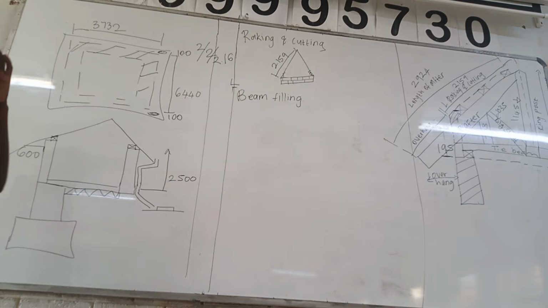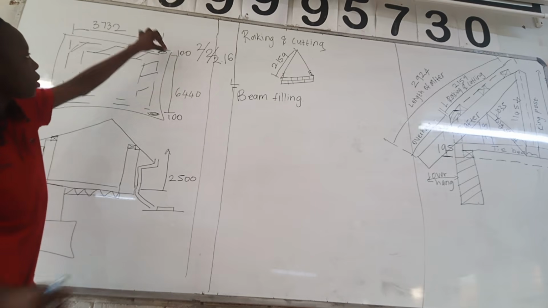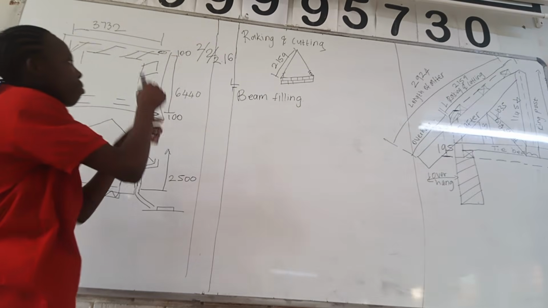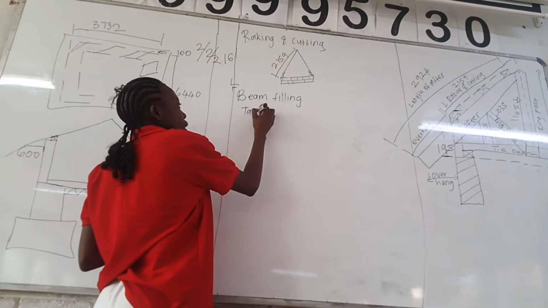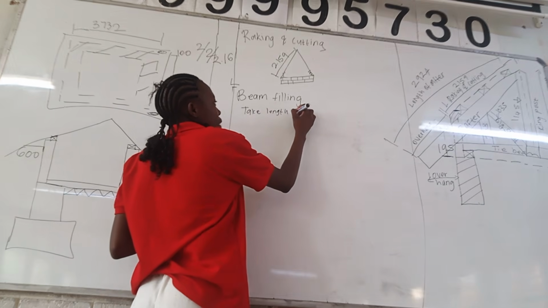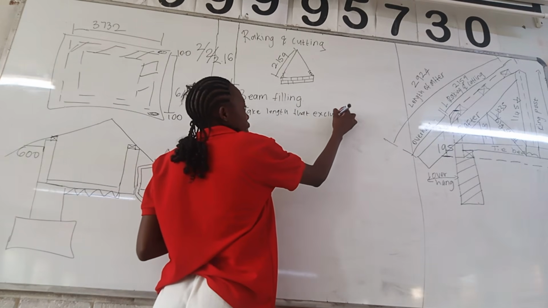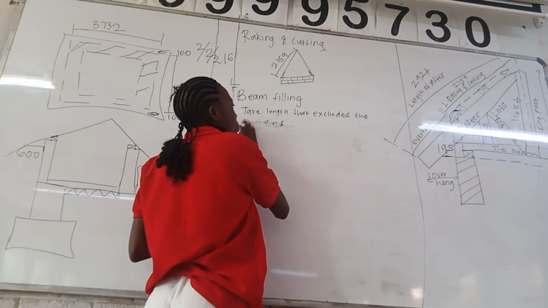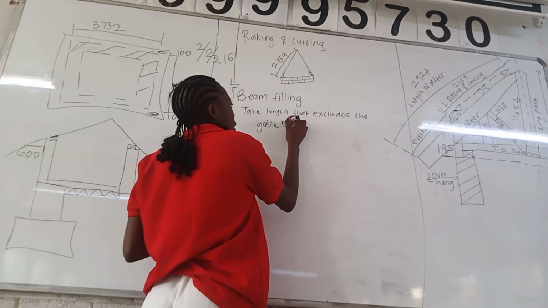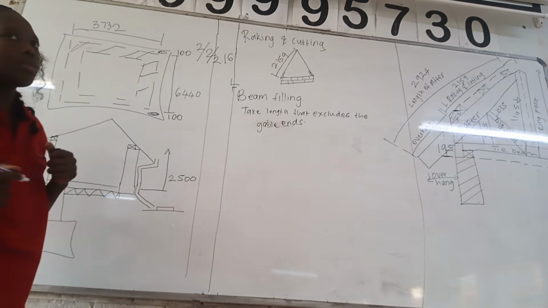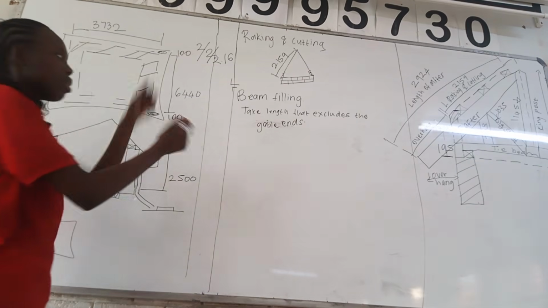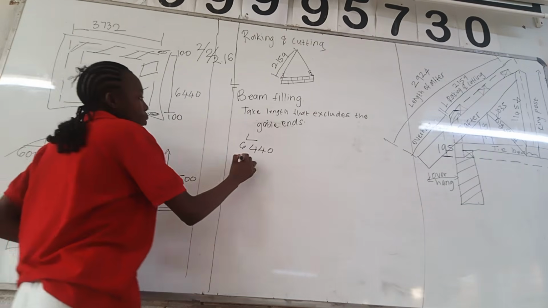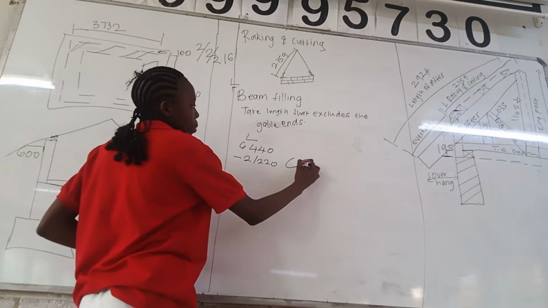Okay, so for the beam filling, we have 6,440 here. This is the length that does not include the gable end. So for the beam filling, you take the length that excludes the gable ends. Which one? This 6440 is the one I want to use. So the length is 6440. In this 6440, we need to subtract 2 times 220. We need to subtract the wall.